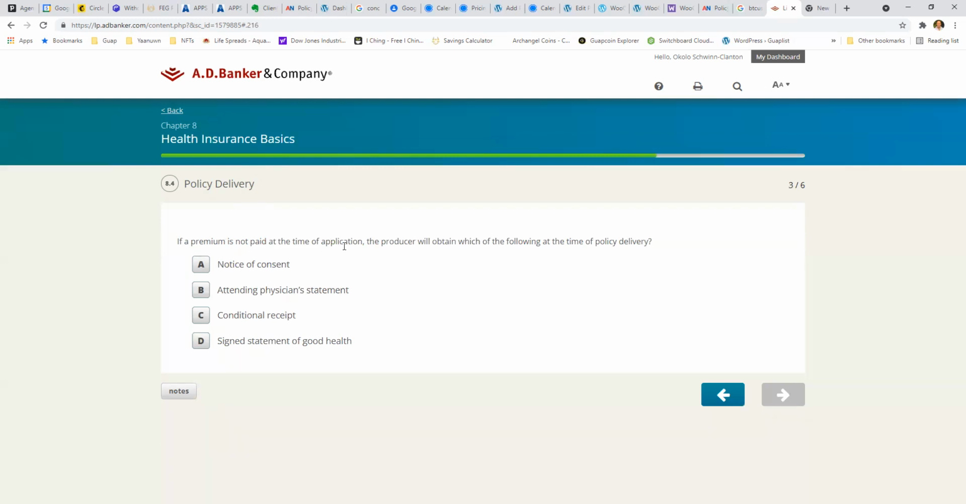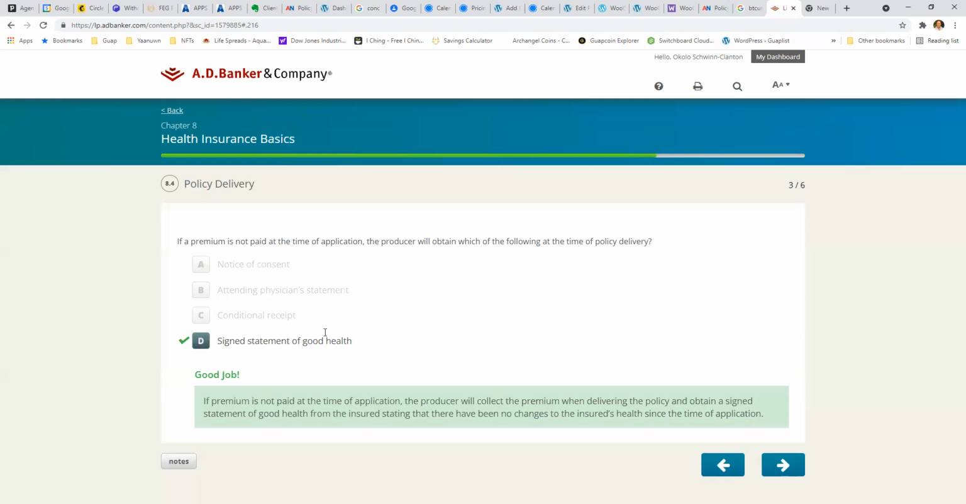If a premium is not paid at the time of application, the producer will obtain which of the following at the time of policy delivery? Notice of consent, attending physician statement, conditional receipt, signed statement of good health. Conditional receipt. That's done at time of application. Okay. Attending physician statement doesn't make sense. What do you think it is? Notice of consent. I think it's actually, so if they have not paid it before, then they have to claim that they're still healthy. Okay. So they have to sign a statement of good health. Yep. If premium is not paid at the time of application, the producer will collect the premium when delivering the policy and obtain a signed statement of good health from the insured, stating that there have been no changes to the insured's health since the time of application.